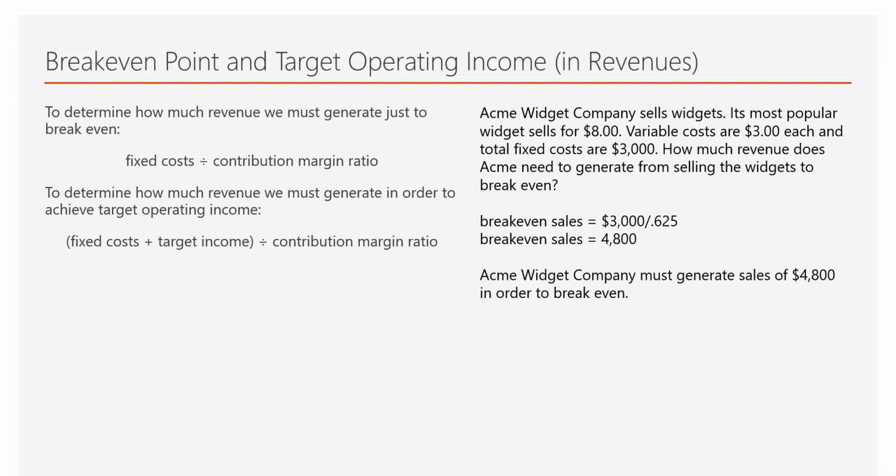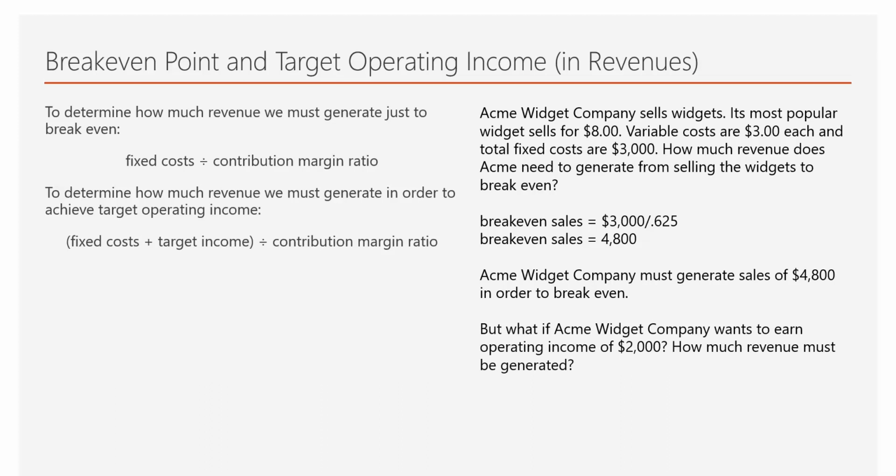When I take my contribution margin and divide that by the sales price, I will get a 0.625 ratio. So that's my contribution margin ratio. So I'm going to take my break-even, or my fixed cost of $3,000, divide that by my contribution margin ratio of 0.625, and my break-even sales will have to total $4,800. So I got to sell $4,800 worth of widgets just to break even.